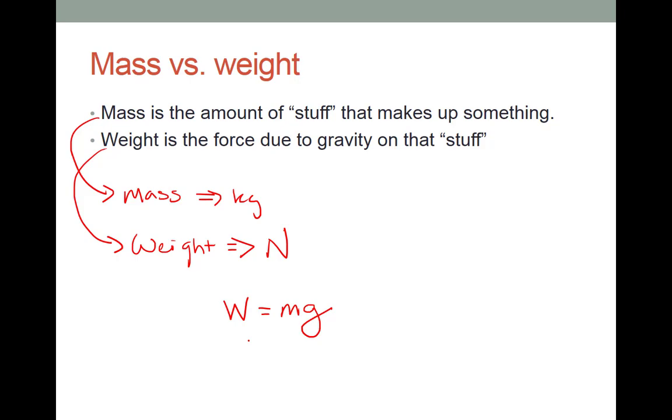Okay. In English units, when we stand on a scale, the thing that we measure is a weight in pounds here in the US. If you go to Europe and you stand on a scale, you do not read a weight in newtons. The scale has been calibrated to give you a mass in kilograms.